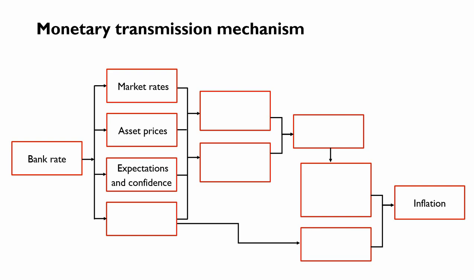So if the base rate falls, market rates will fall, asset prices will rise because there's more demand for other assets. Expectations and confidence will also be affected because if the Bank of England makes a substantial change to the base rate, it's going to impact people's confidence. When the Bank of England dropped the base rate in response to COVID-19, that had a positive impact on confidence and expectations because the market saw that the bank was responding appropriately.